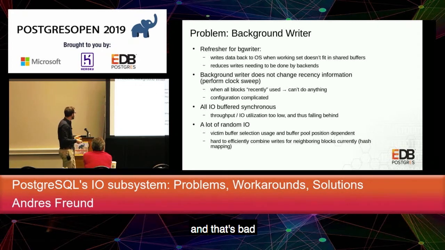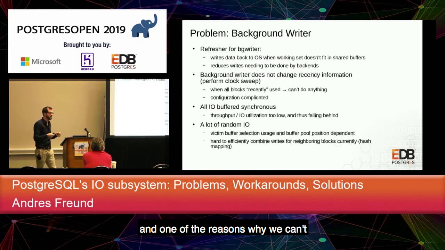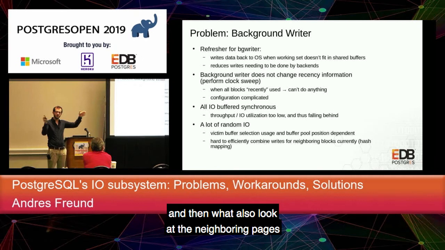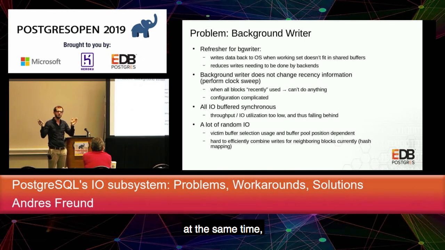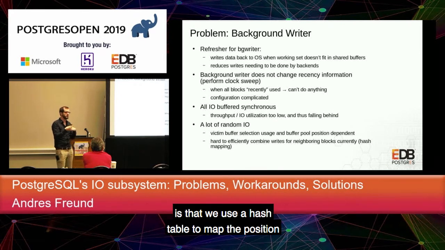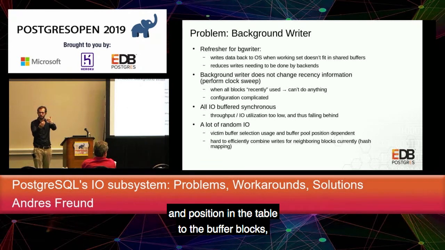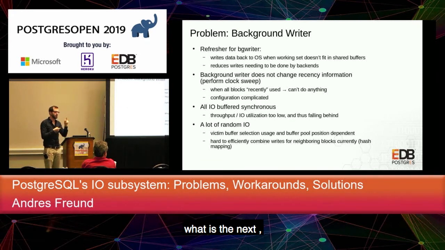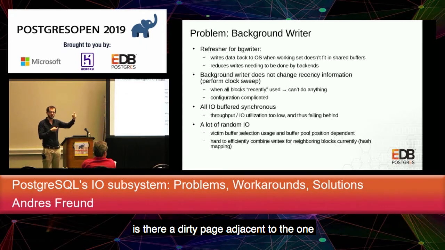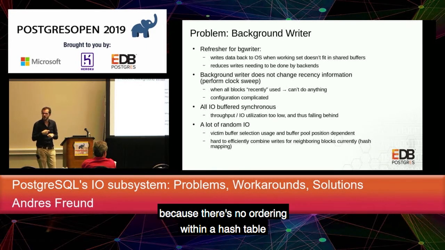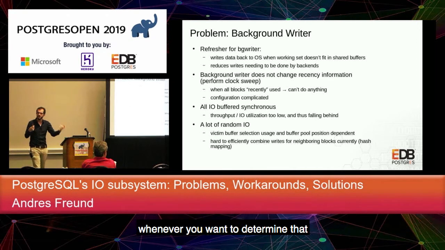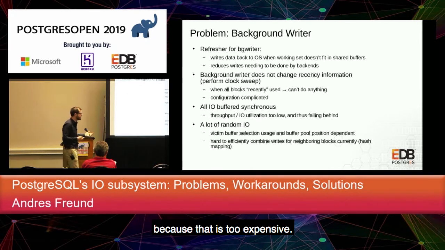And that's bad. One of the reasons why we can't at the moment do something like, if we write out one page, also look at the neighboring pages to see whether we can write them out at the same time, which takes roughly the same amount of time as just doing one write, is that we use a hash table to map the position in the table, like the table name and the position in the table, to the buffer blocks. So there's no efficient way to say, is there a dirty page adjacent to the one that we're currently writing out? Because there's no ordering within a hash table. So you have to do full lookups through the hash table whenever you want to determine that. And we haven't done that because that is too expensive.